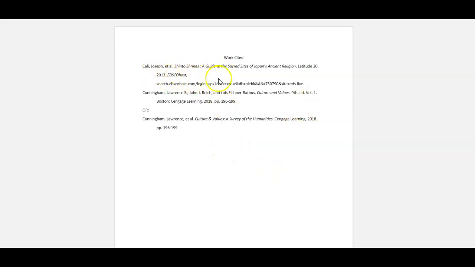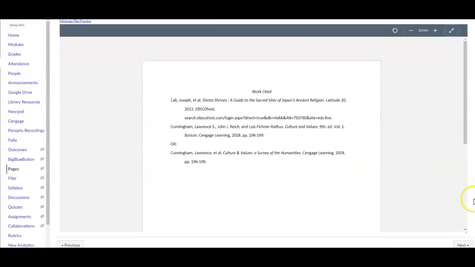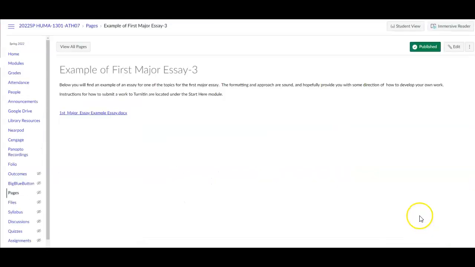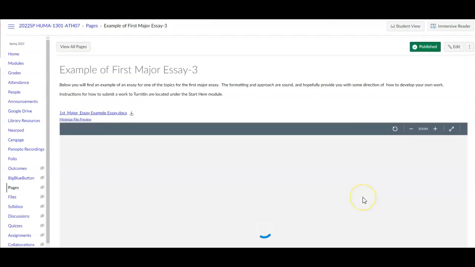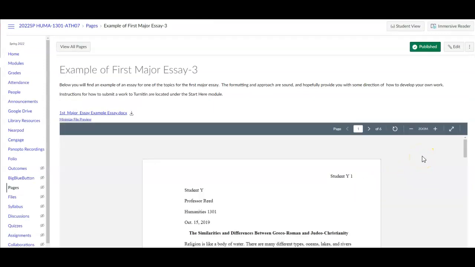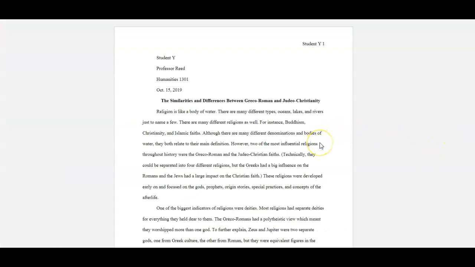And then this shows you how your sources should look when you list your works cited page. This is what's called a hanging indentation, where the first line goes against the left margin, other lines are tabbed over once. I also have for you a sample essay. This is not over one of your topics. I vary which chapters the essays are over. This one is about Greco-Roman and Judeo-Christian views, and it looks at the religious aspects of those 2 cultures.